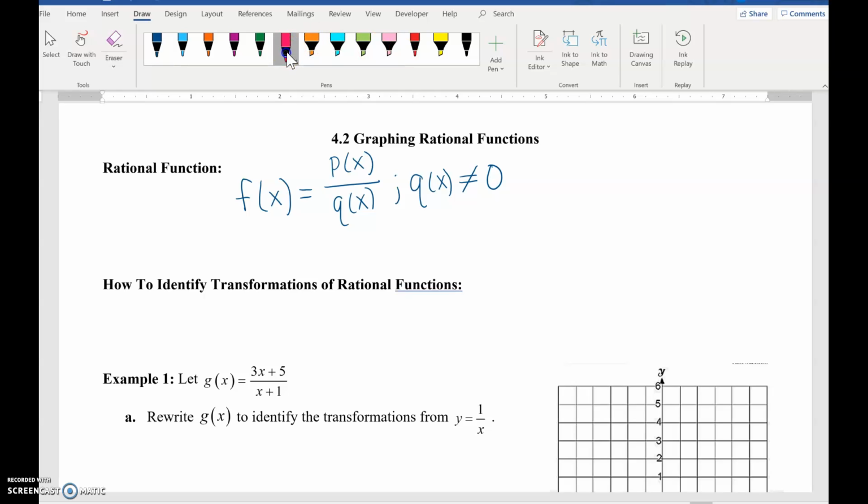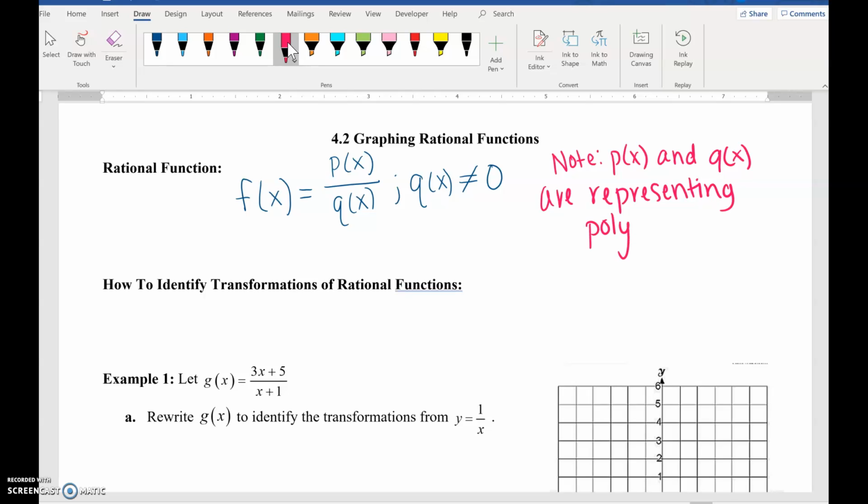Okay, and then again, we said it, but just a side note, p of x and q of x are just representing polynomials. All right, so again, rational function is going to be a polynomial divided by a polynomial. Remember, binomials, trinomials, all of those are polynomials.